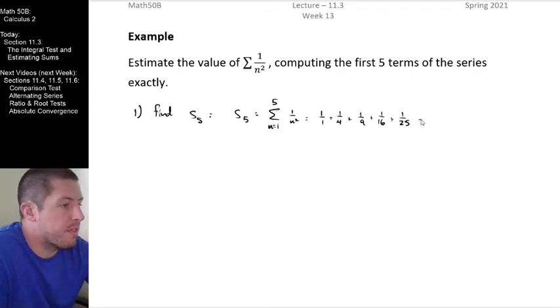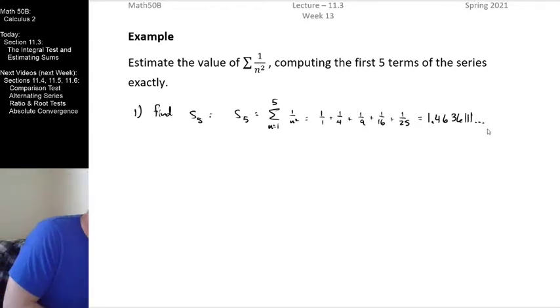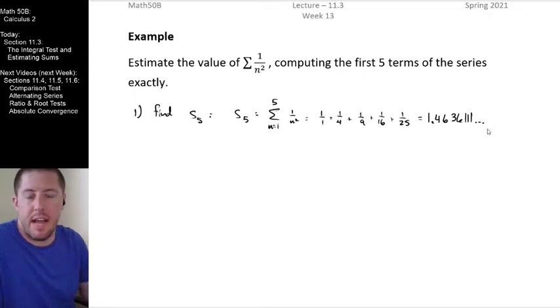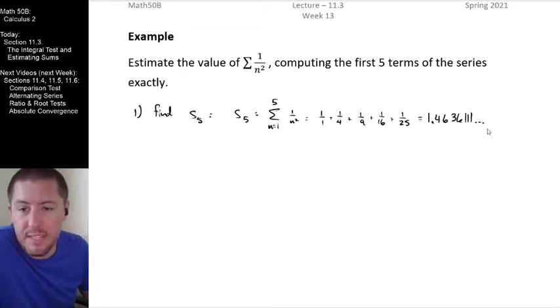If we go ahead and throw this into a calculator, which I already did just because I didn't want to sit here and do calculator business today, we get 1.4636111, and then some more terms out there. And remember, I'm trying to keep a lot of decimals here. I'm trying to estimate an infinite series that's converging to a value that looks already to me like it's probably going to be a number less than 2.